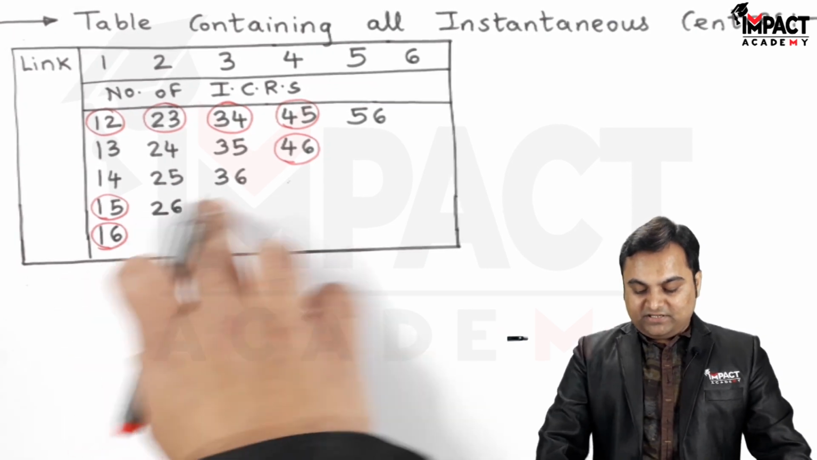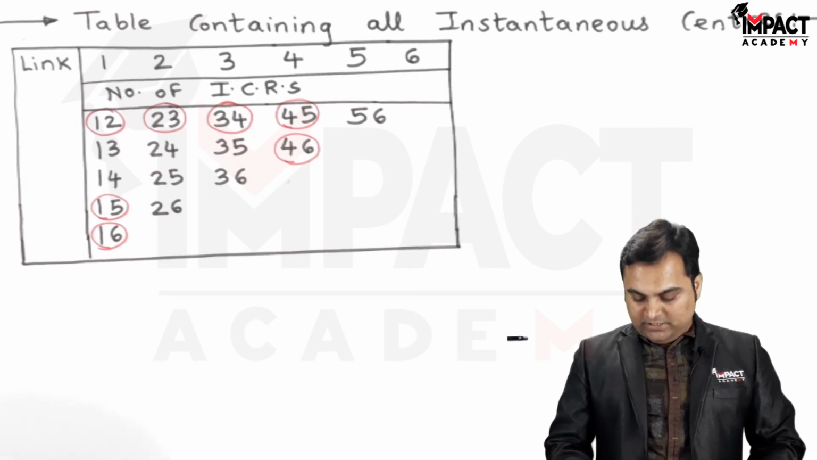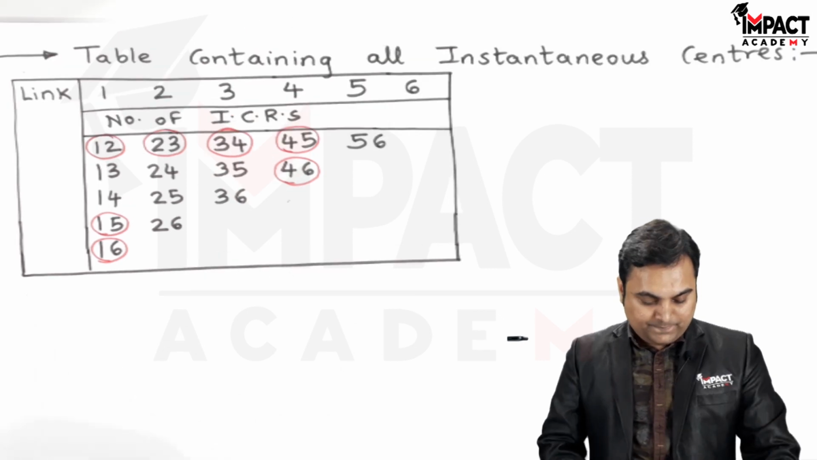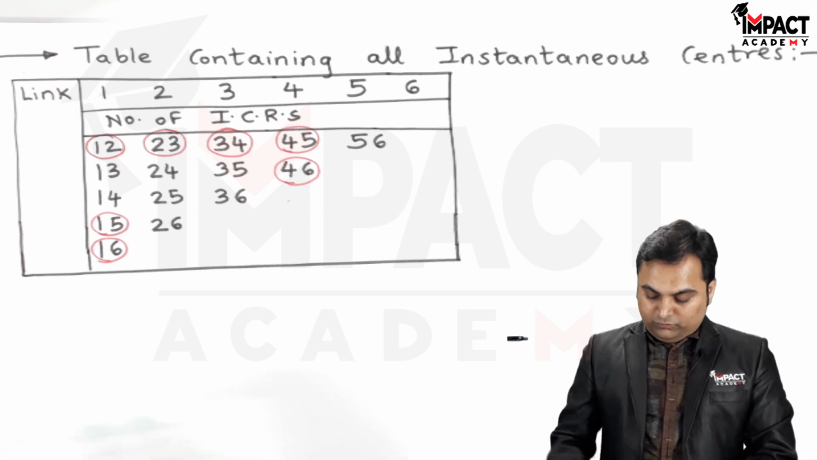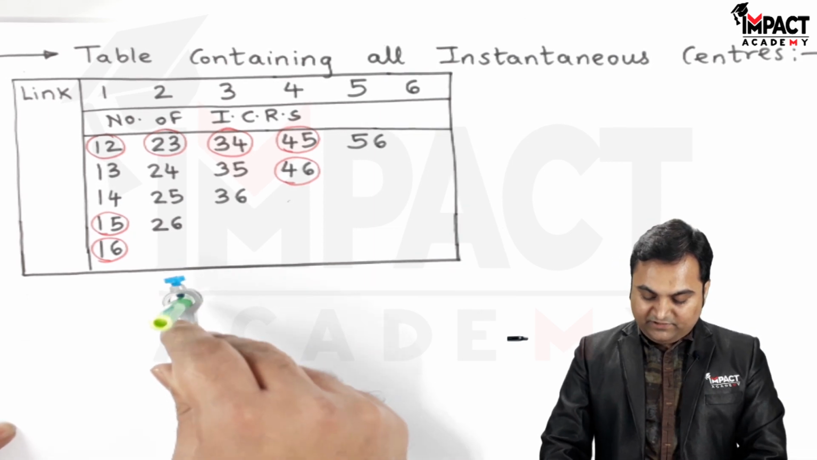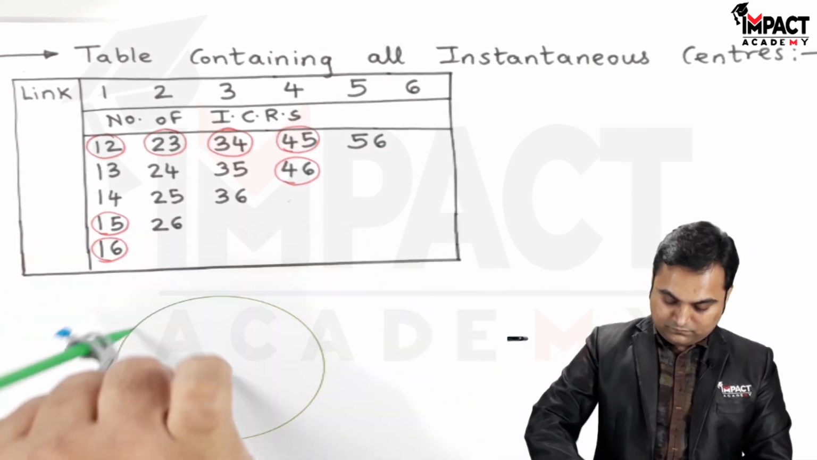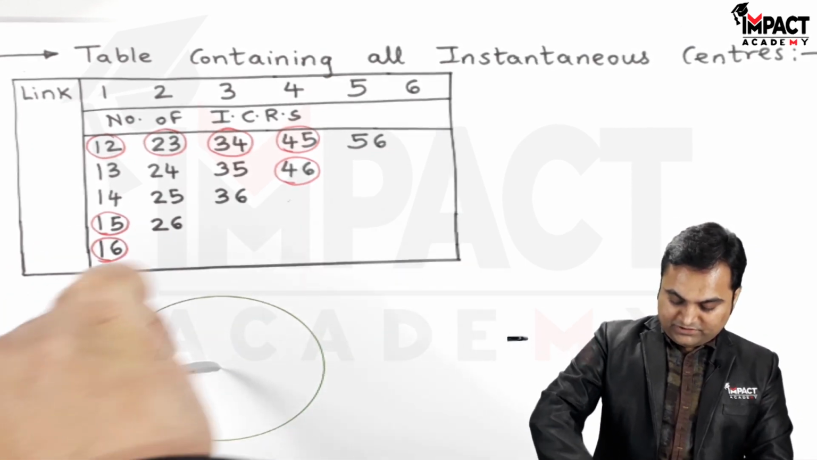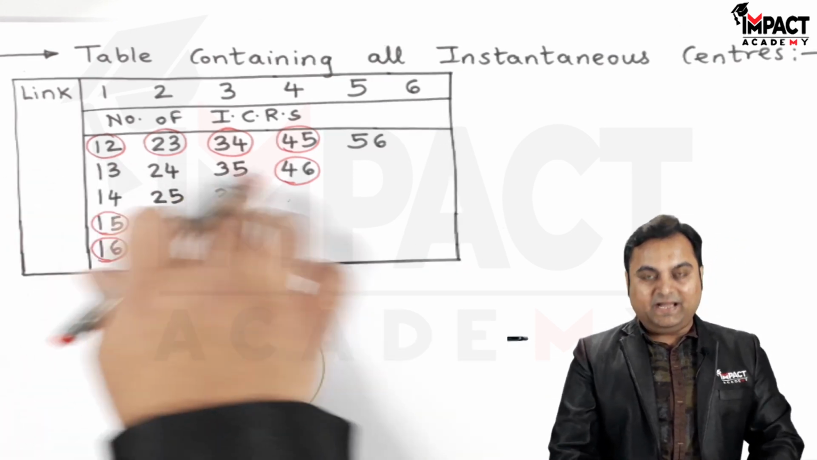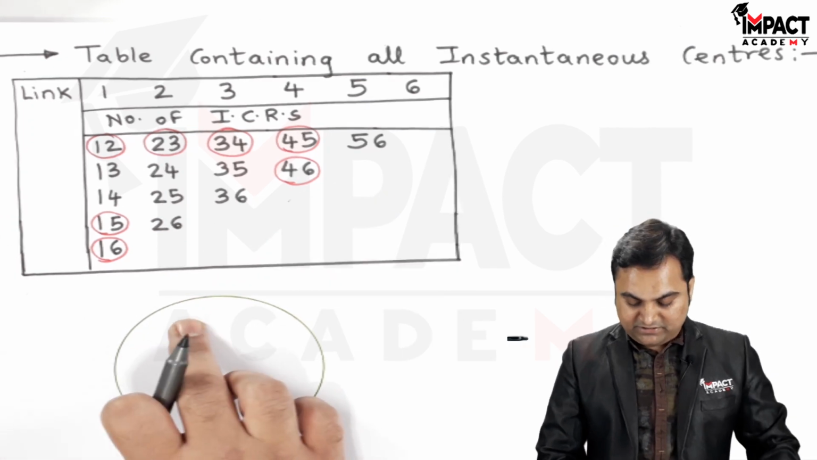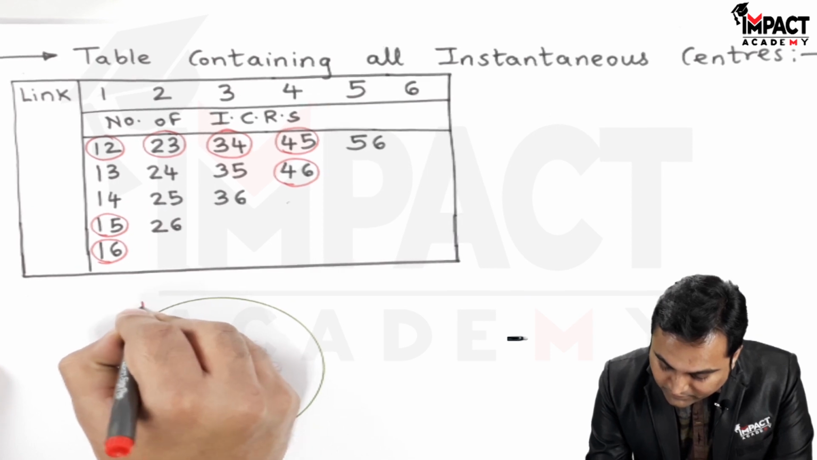Now whatever remains in the table, these are called neither fixed nor permanent ICRs, and they should be located by the method which I am showing now. So we have to draw a circle of any given radius, any proportional radius I can say. Draw a circle. Then in the manner in which we have got the ICRs, I would be marking the links and joining them.